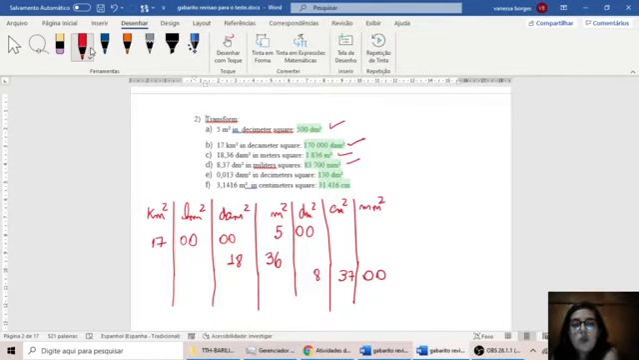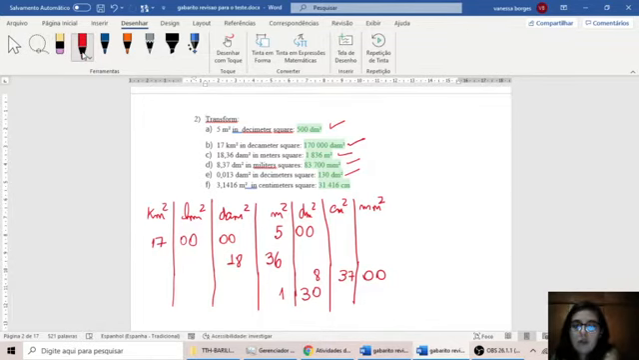Then 0.013 decameter square in decimeter square. So again, 0 is over here, comma, 0, 1, 3. And I want to go to decimeter square. So I complete with 1 zero here, and I'm going to erase this comma. But what happens? 0, 0, 1, 130 is the same as totally 130 decimeter square.